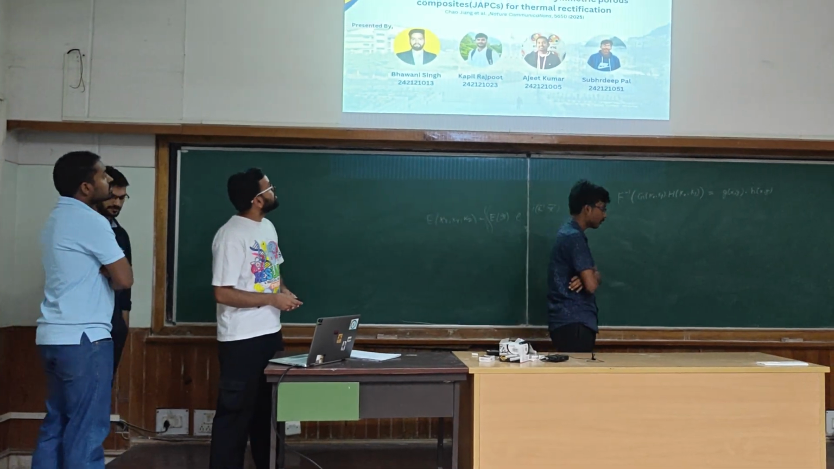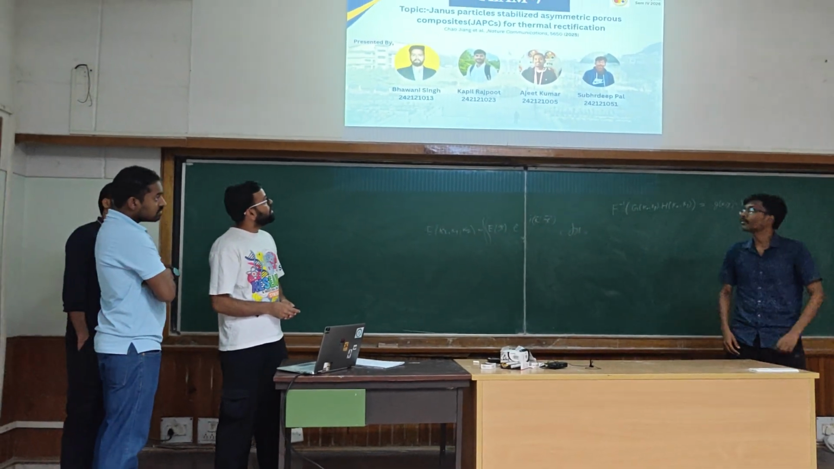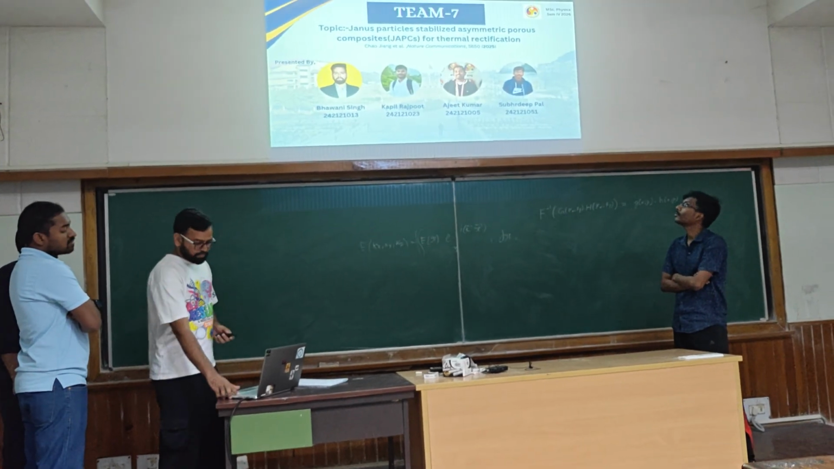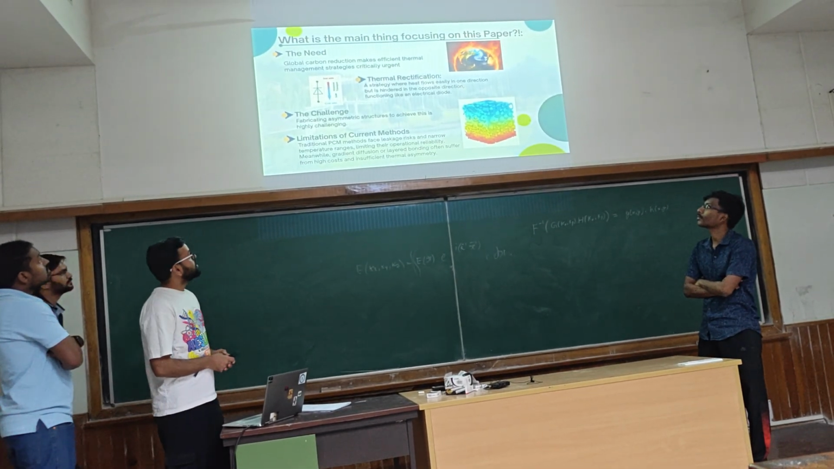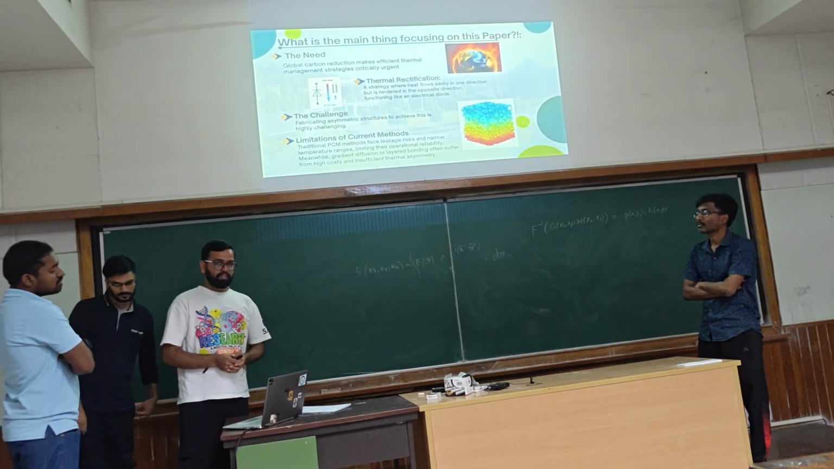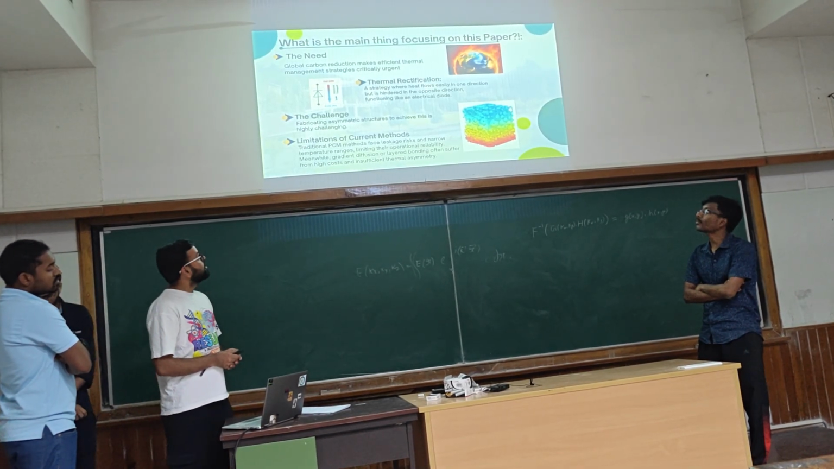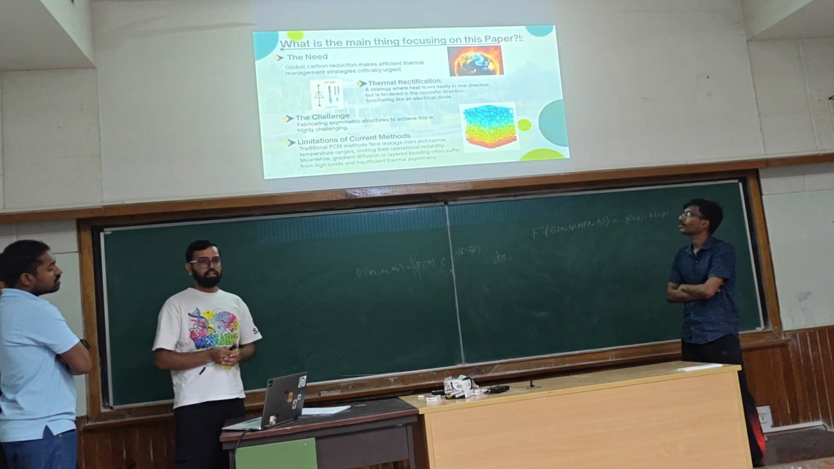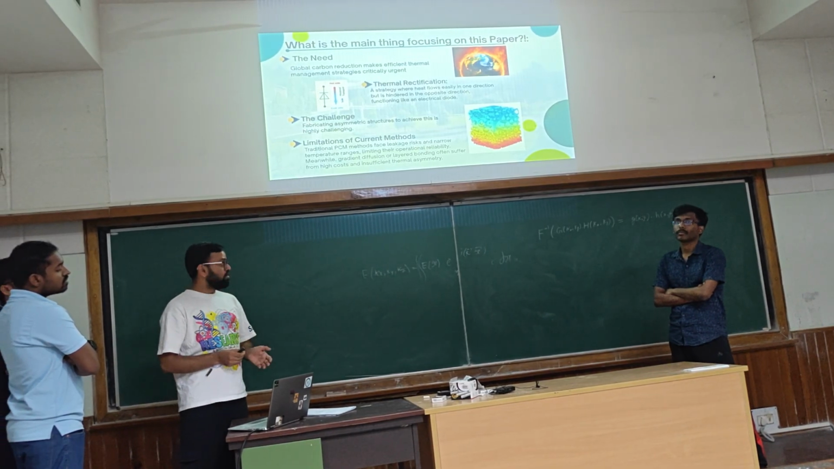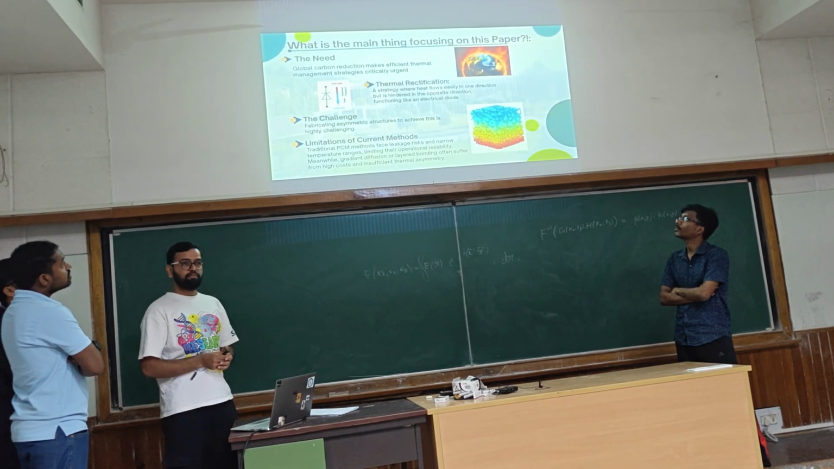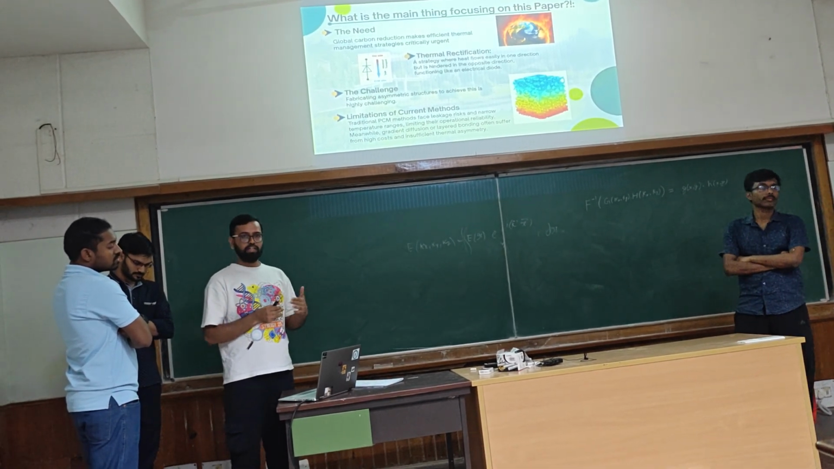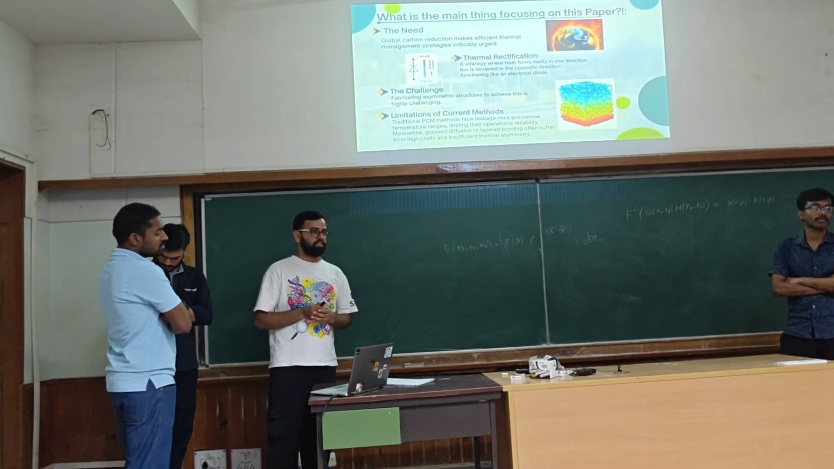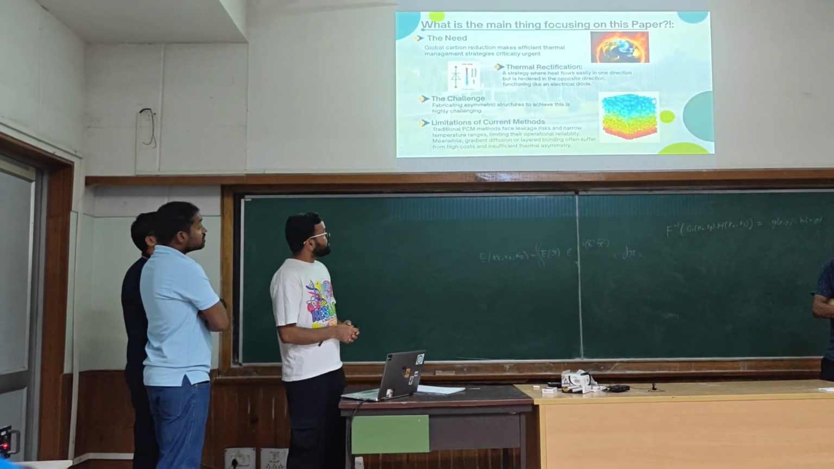Stabilized asymmetric porous composites for thermal rectification. To understand this research, we need to know what thermal rectification actually is. Basically, thermal rectification is the flow of heat in a particular direction, while the flow of heat is blocked in the other direction. It is similar to an electronic diode, where electricity flows in one direction and is blocked in the other direction.